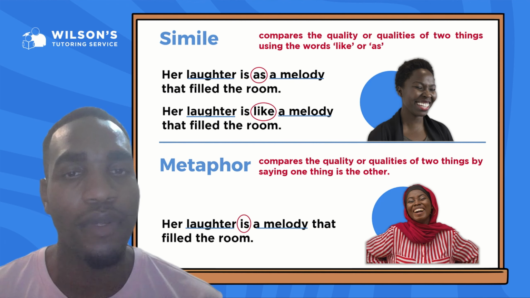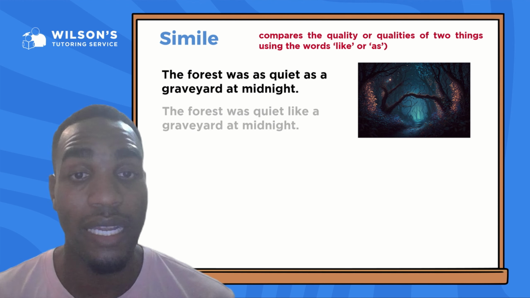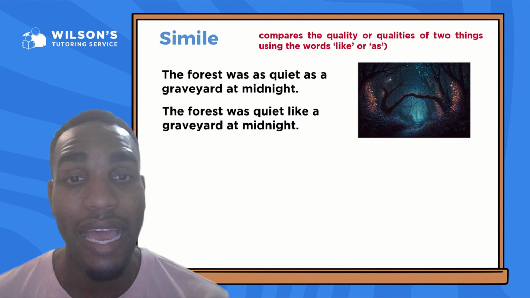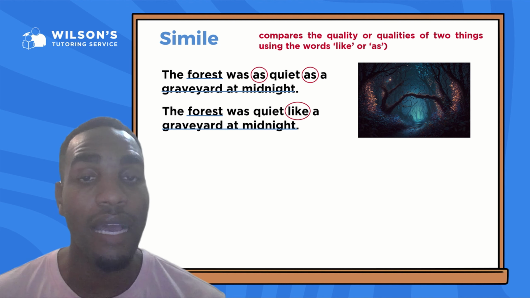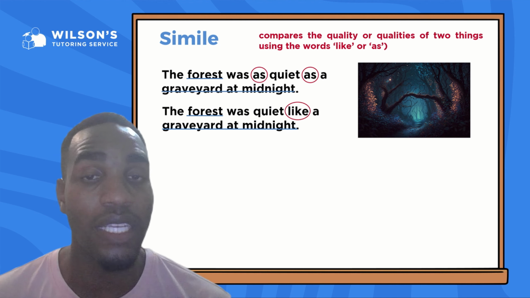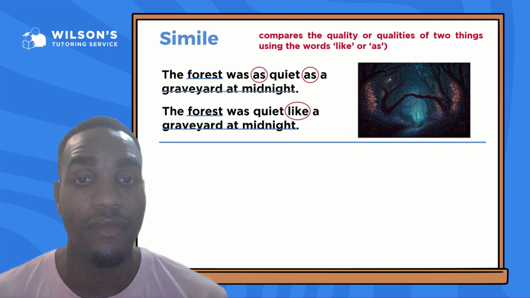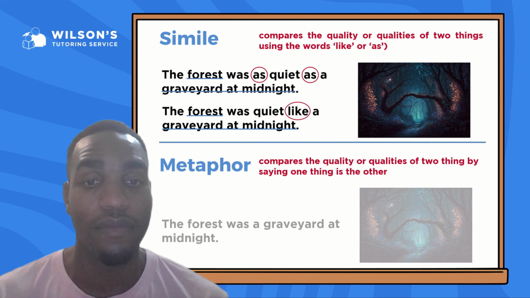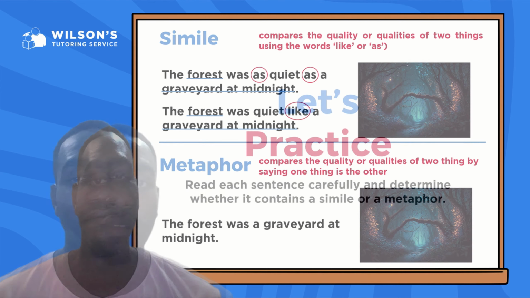Let's try another example. The forest was as quiet as a graveyard at midnight. The forest was like a graveyard at midnight. Here we see the forest and a graveyard at midnight being compared. Specifically, the eerie silence that exists in a graveyard. Let's try it as a metaphor. The forest was a graveyard at midnight.